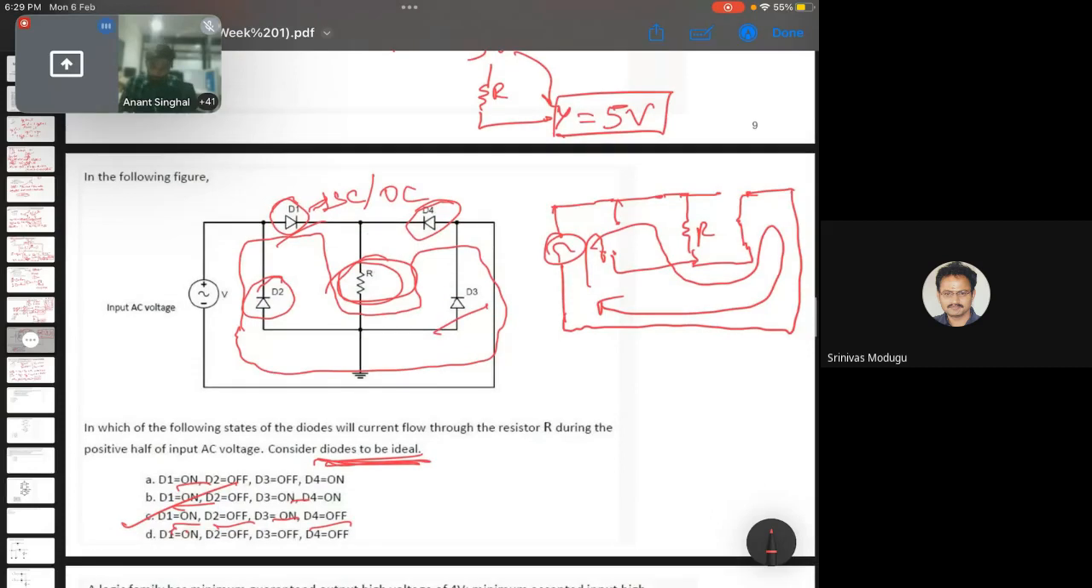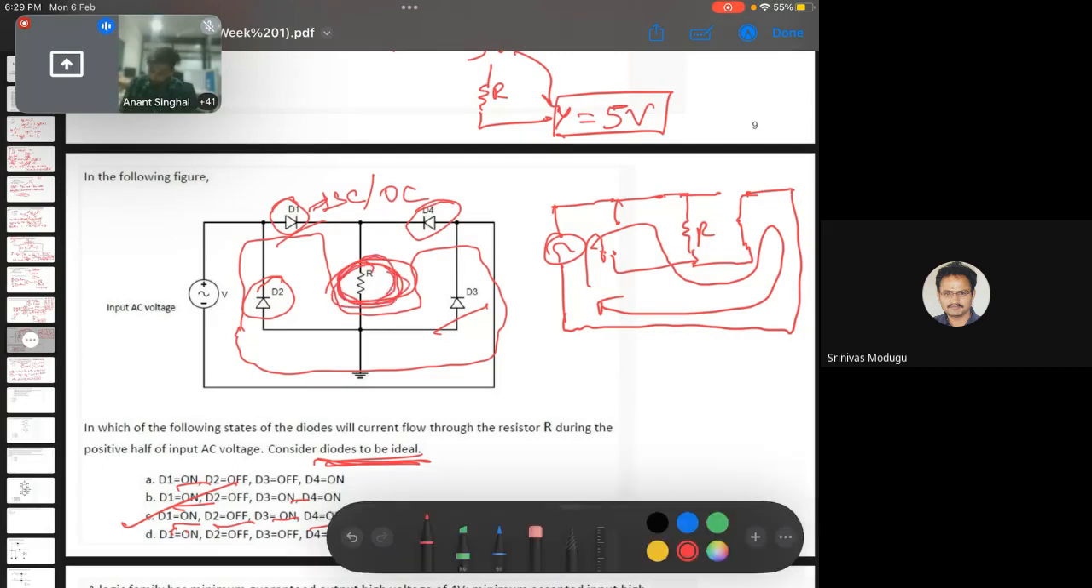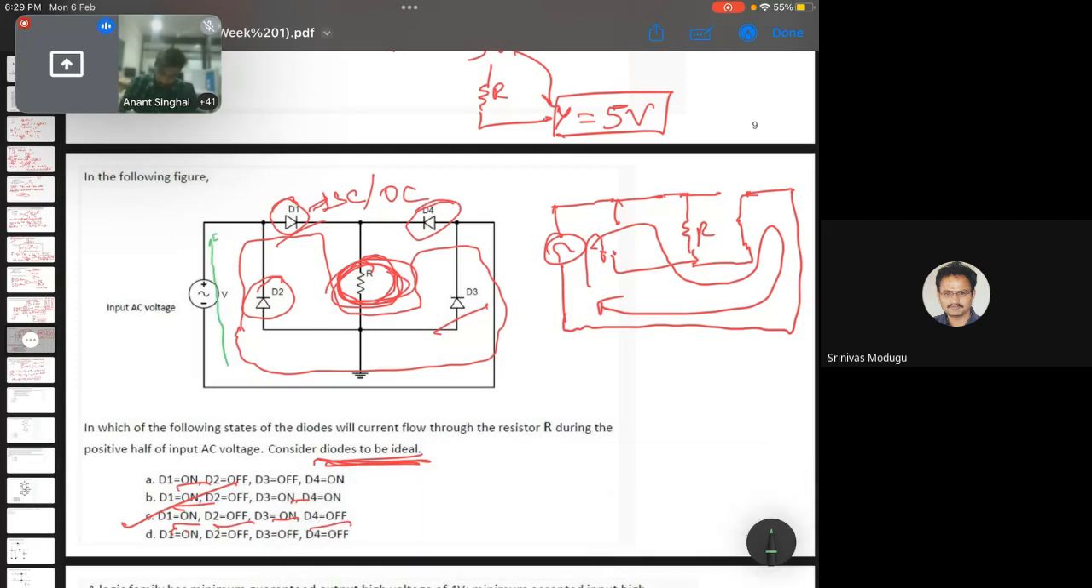This question says that we need to have a path by which the current will flow through this resistor R. It is only possible via this green wire. If this diode is forward biased, then the current will go through this. Then the other diode is reverse biased, and we neglect that part. Now the closed loop will be R, and then D3 will be forward biased. This D4 will be open circuit, which is reverse biased, and we'll have this closed loop.